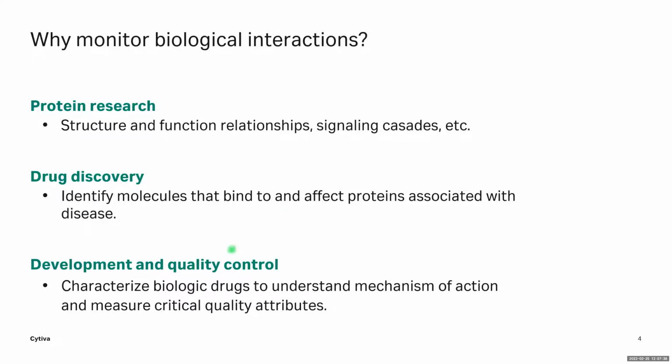With respect to development and quality control, once we've made a biological drug, it can be very important to measure its affinity and kinetic parameters on a batch-to-batch basis to make sure that we're seeing the same behavior in each batch that we make. If we have a significant deviation in one particular batch, that may be cause for concern, allowing us to go back and examine what may have gone on, and if necessary, discard the batch and proceed forward with making a new batch.